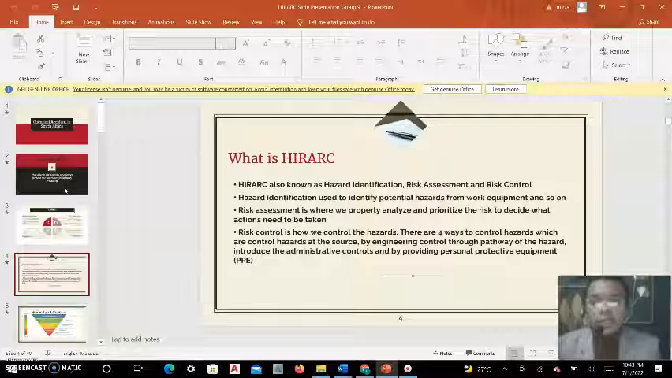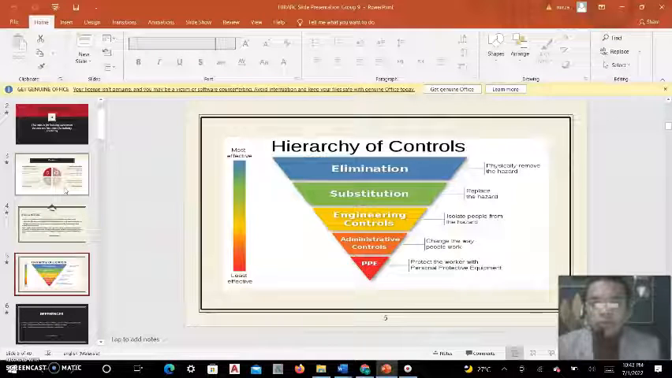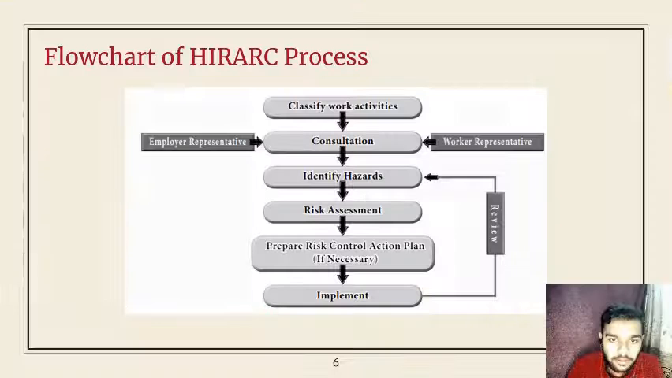There are 4 ways to control hazards, which are controlling the hazard at the source, by engineering control through the pathway of the hazard, introducing administrative control, and providing personal protective equipment (PPE). So this is the hierarchy of control, starting with the most effective to the least effective. We start with elimination, substitution, engineering control, administrative control, and PPE.